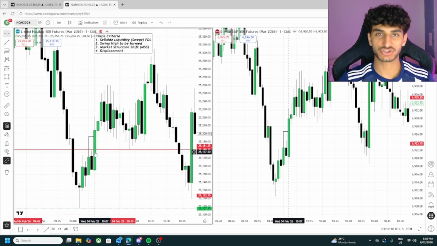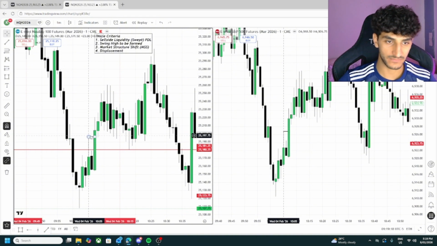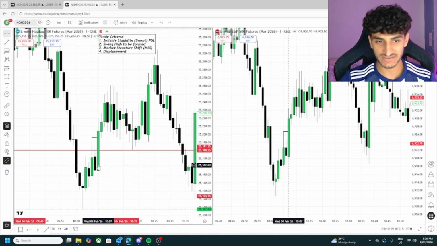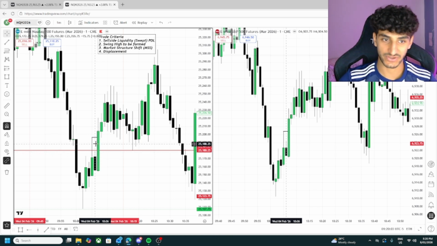Now, a market structure shift is simply this candle right here at 10:07. It opens, breaks this swing high, and closes above that swing high. And a displacement is a massive impulsive move to the upside. As we can see, this candle does so.